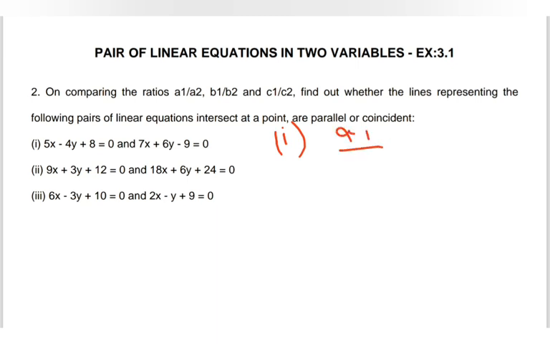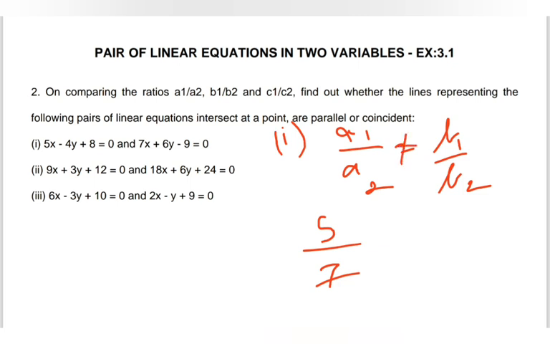a1 by a2 is not equal to b1 by b2. So a1 is 5, a2 is 7, b1 is minus 4 and b2 is 6. So is 5 by 7 equal to minus 4 by 6? Is it right or wrong? No, both are not equal, so we put the not equal to sign. Since a1 by a2 is not equal to b1 by b2, the first condition is satisfied. So the two lines will be intersecting.